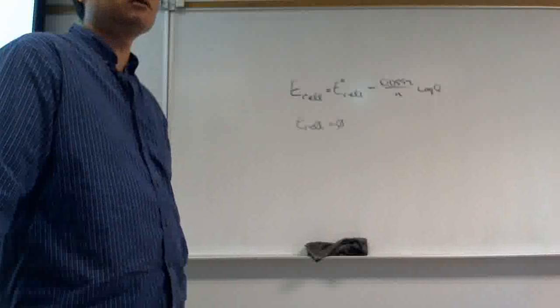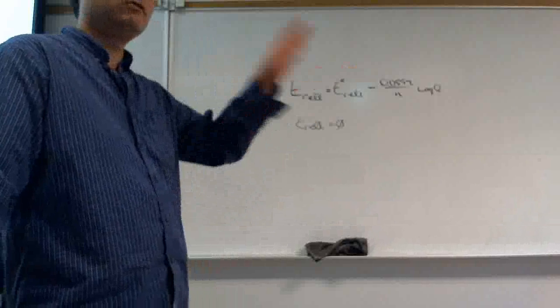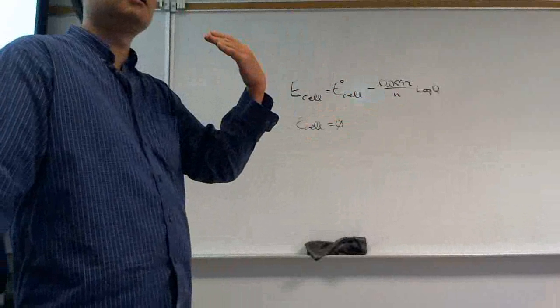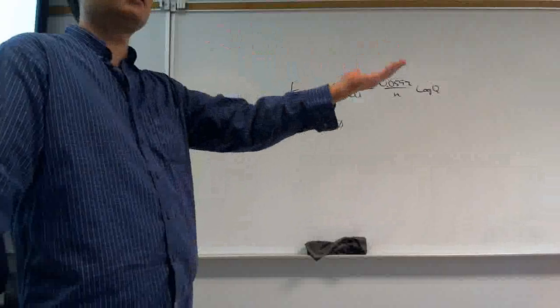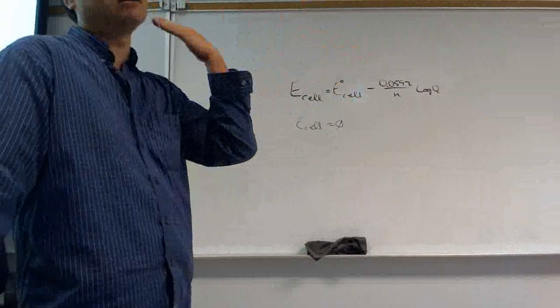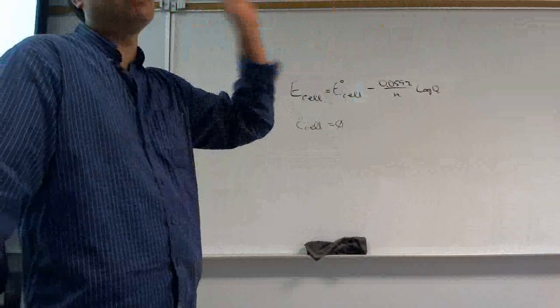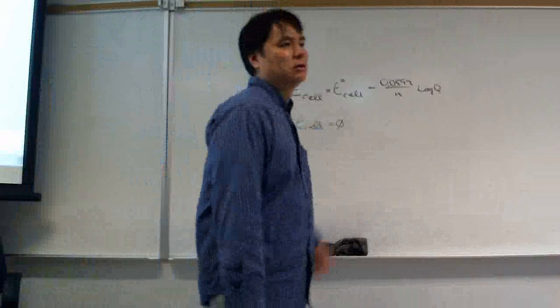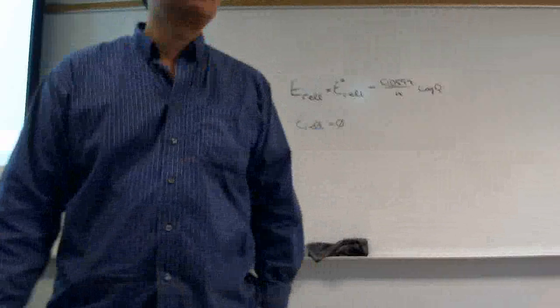Because if Q is greater than K, there should be some voltage forward. If Q is less than K, did I get that right? No, if Q is greater than K, there should be some voltage backwards. If Q is less than K, it should be forward. And since there's no voltage here, Q must be equal to K.